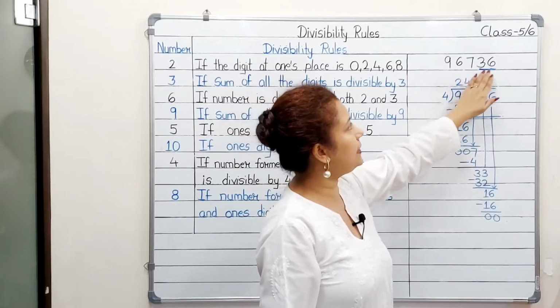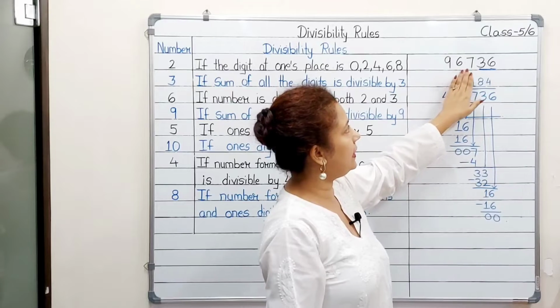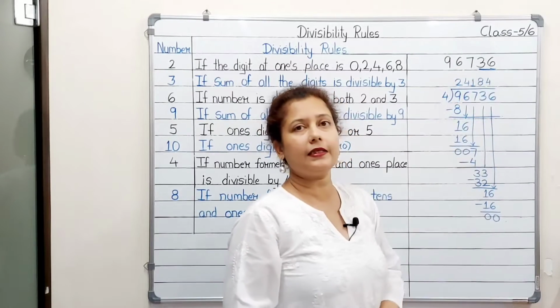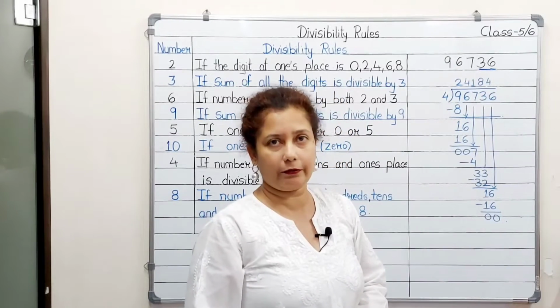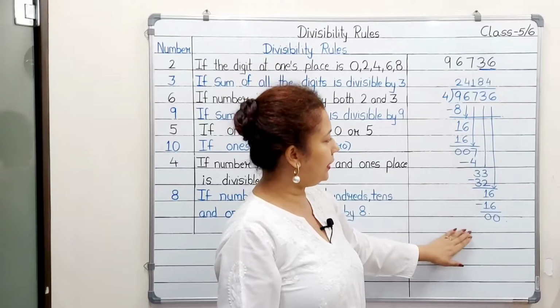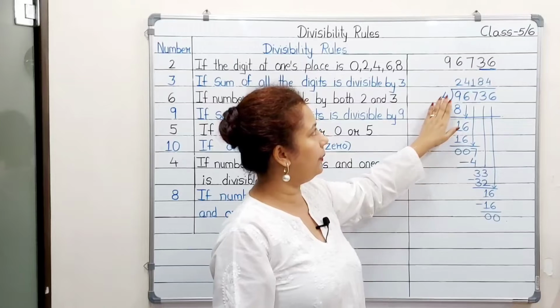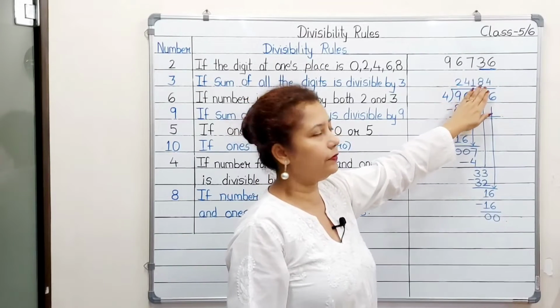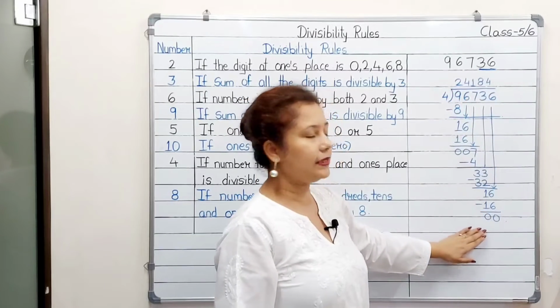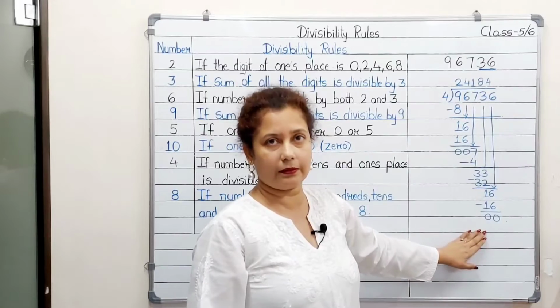So this complete number, that is 96736, is completely divisible by 4. If we actually divide 96736 by 4, we get 24184 as the quotient and 0 as the remainder.